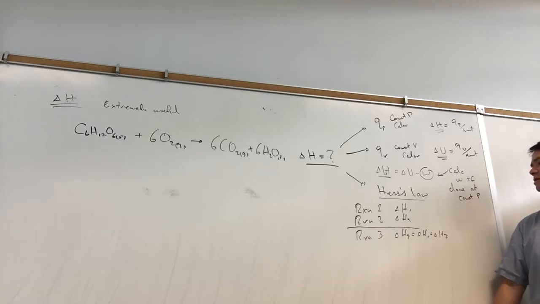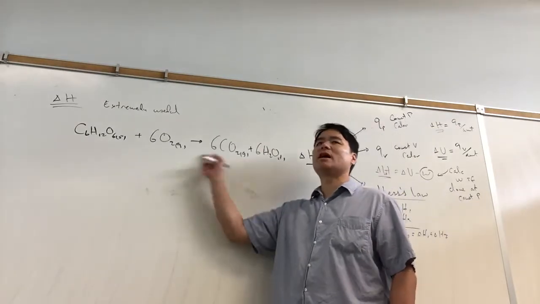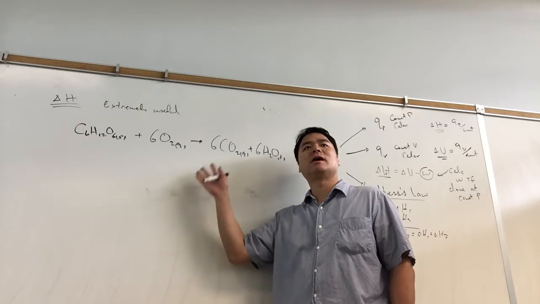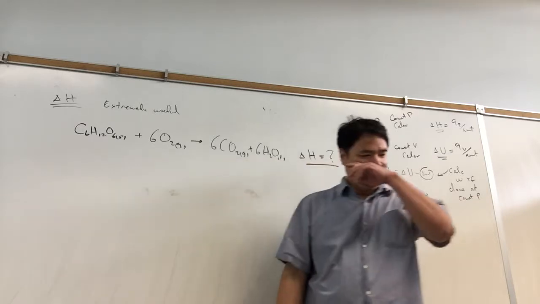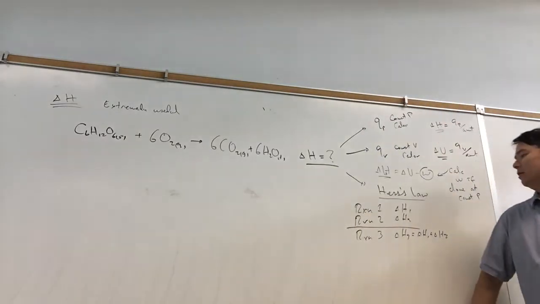That means if I can figure out 2 reactions that I can add up to get this net reaction, 2 or more, in your homework you're going to have like 5 reactions you might have to add up to get the net reaction here. And then if we figure out a way to add those up, then we're okay.